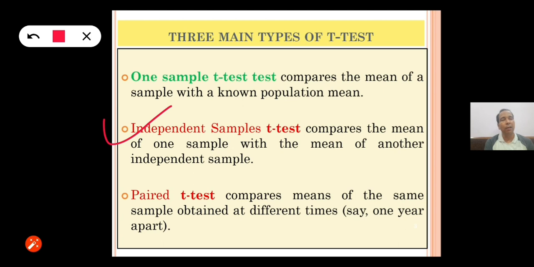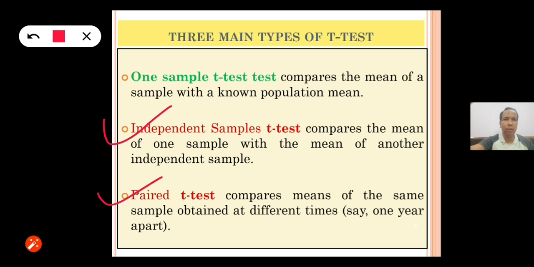Paired t-test compares two means but of the same sample, the values of which have been recorded at different times, and then you can compare. That's why in that condition we apply the paired t-test when the sample is only one, but values are recorded for that sample twice at different times. So those are the three main types of t-tests.